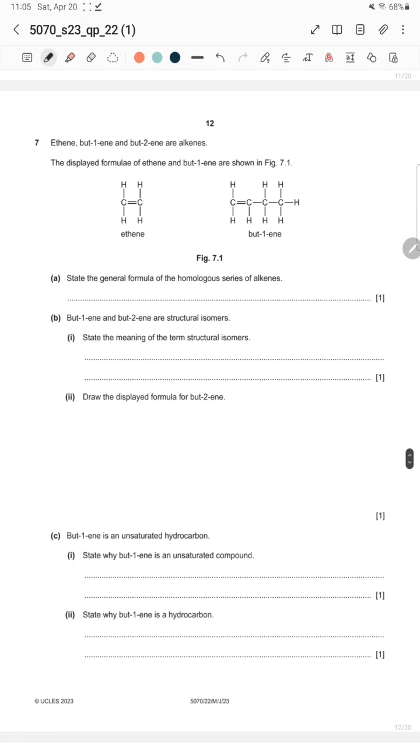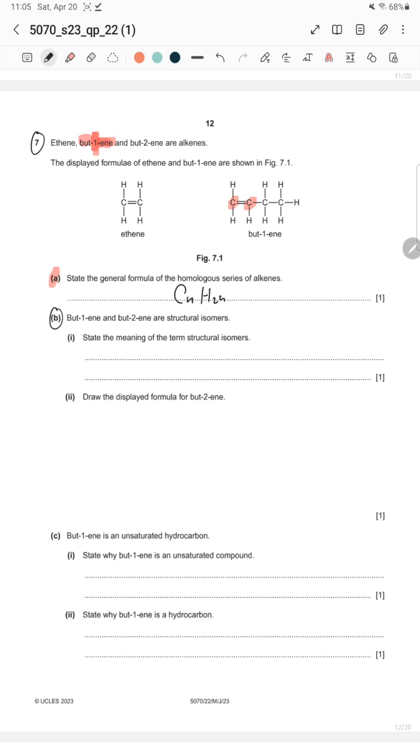Now dear students, question number 7 is from the topic hydrocarbons. But-1-ene. But means 4 carbon atoms. 1 represents the double bond between carbon 1 and 2. Ene represents that this is an alkene. So state the general formula for the homologous series of alkenes. That's very simple, CnH2n.